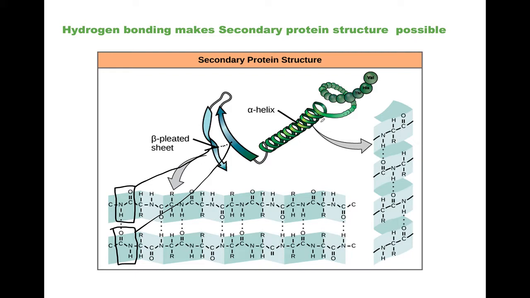Same thing happens in an alpha helix. So here is a peptide bond, and here's another peptide bond, and we can see that again the oxygen attached in the carbonyl part of this peptide bond is hydrogen bonding with the hydrogen that is attached to the nitrogen in a peptide bond somewhere close by in the protein. So the secondary protein structure is due to hydrogen bonding between components of the peptide bond. Write that down somewhere.